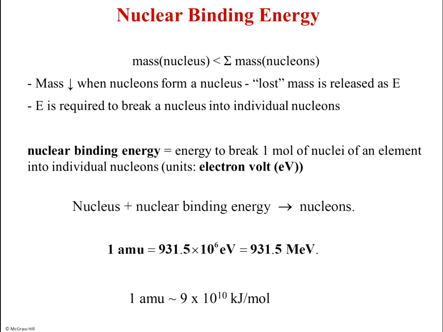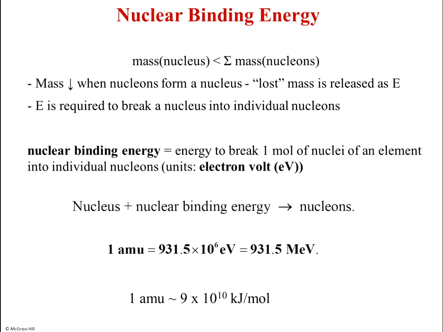Since the mass of the nucleus is less than the mass of the separate nucleons, we have to add in the nuclear binding energy as an equivalent mass. And we find this mass-energy relationship can be turned into terms that we can think of in chemical systems. Remember, one atomic mass unit is equal to 931 million electron volts. So we could write this as 931.5 mega electron volts.